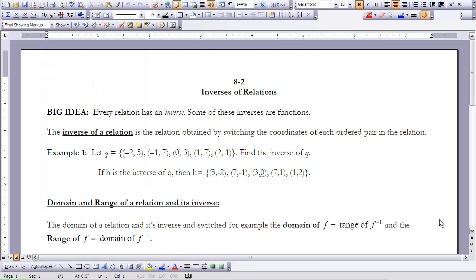This is Advanced Algebra Lesson 8-2, Inverses of Relations. The big idea of this lesson is every relation has an inverse. Some of these inverses are functions.